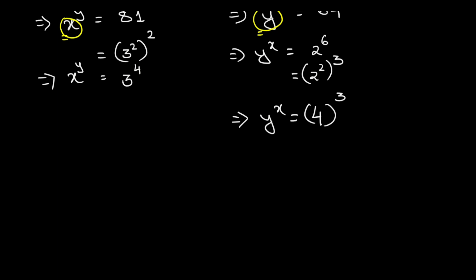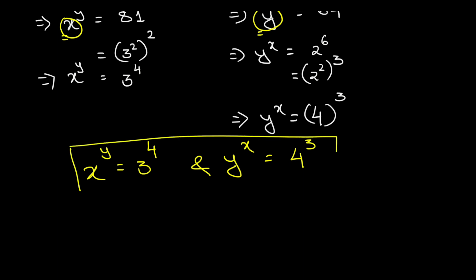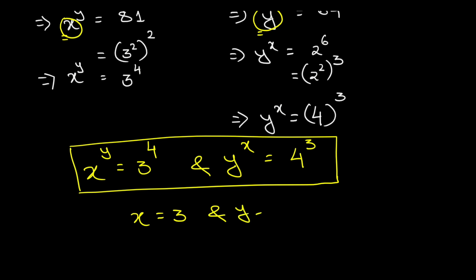So now we have two equations where x to the power y is equal to 3 to the power 4 and y to the power x is equal to 4 to the power 3. So from these two equations we can clearly say that x is equal to 3 and y is equal to 4. Hence this is the answer.